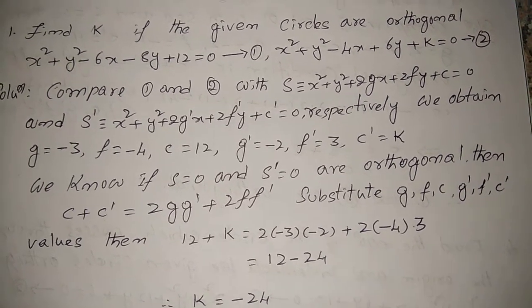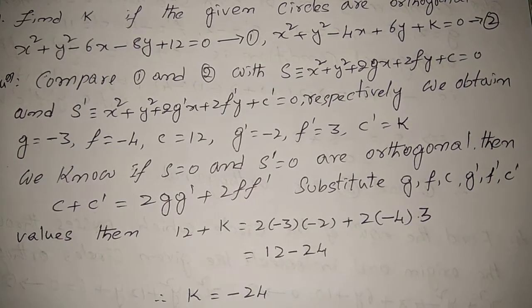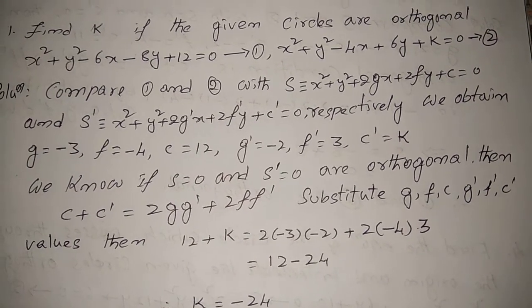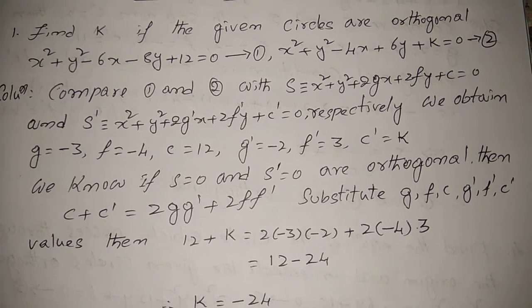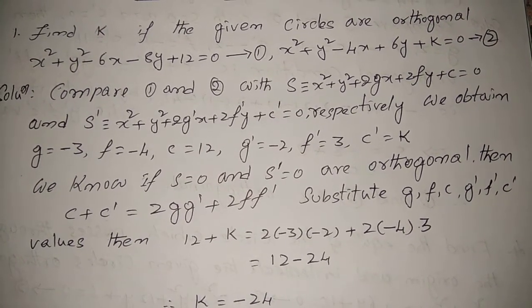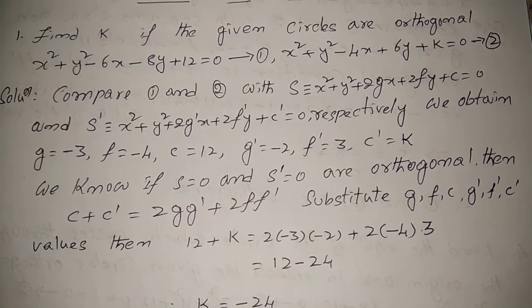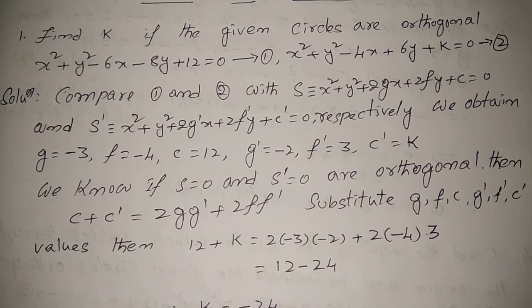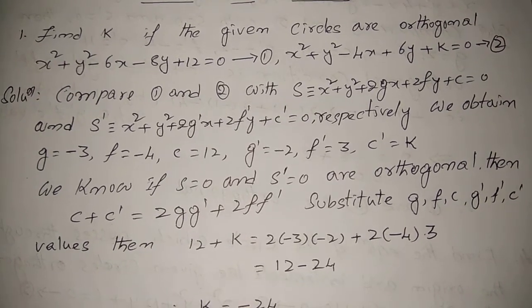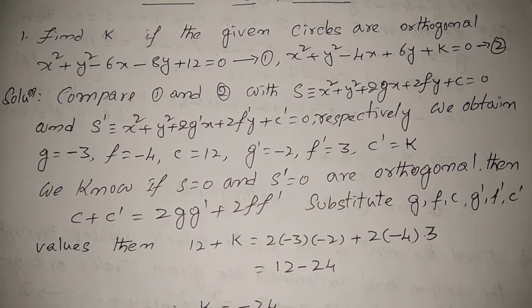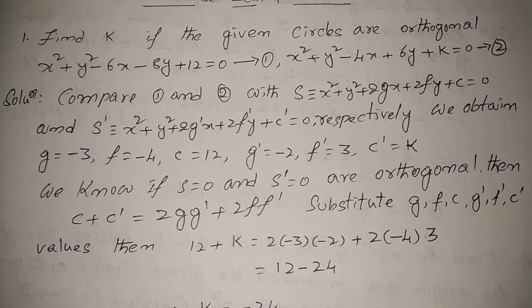First problem, find k if the given circles are orthogonal. x square plus y square minus 6x minus 8y plus 12 is equal to 0 and x square plus y square minus 4x plus 6y plus k is equal to 0. Let us assume these two are equations 1 and 2.